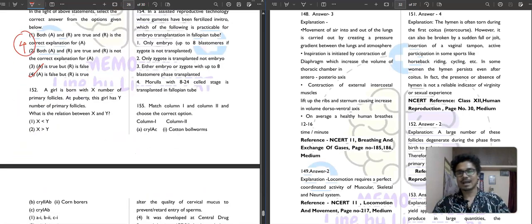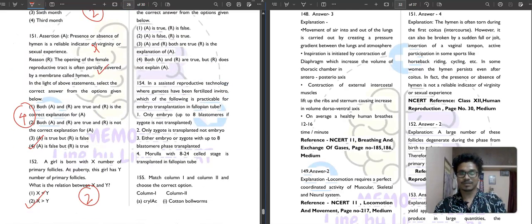It is saying that a girl is born with X number of primary follicle. At puberty, this girl has Y number of primary follicle. So definitely during the birth she will have more number of primary follicles and then it got decreased at puberty. So second option is the correct answer. X is more number than the Y. So then question number 153.